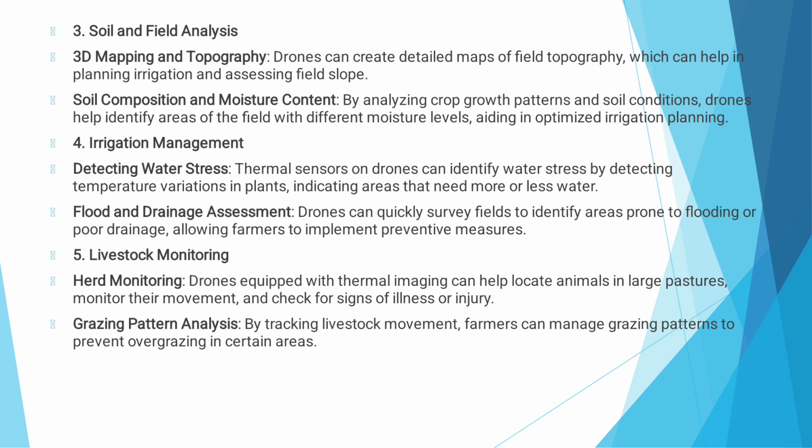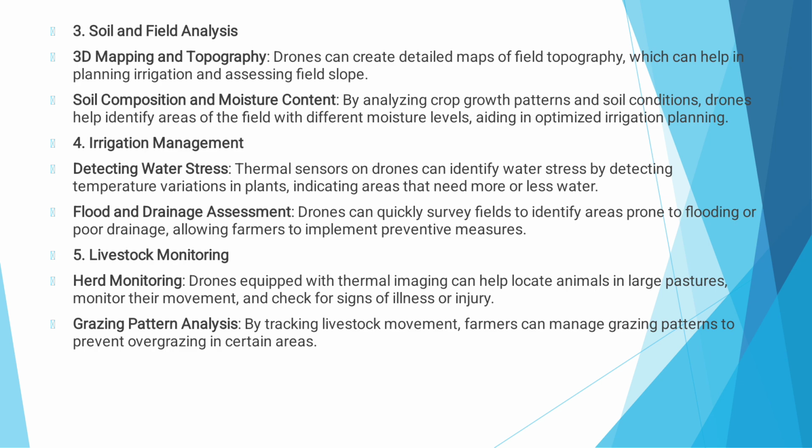And irrigation management, detecting water stress. Thermal sensors on drones can identify water stress by detecting temperature variations in plants, indicating areas that need more or less water. Then flood and drainage assessment. Drones can quickly survey fields to identify areas prone to flooding or poor drainage, allowing farmers to implement preventive measures.